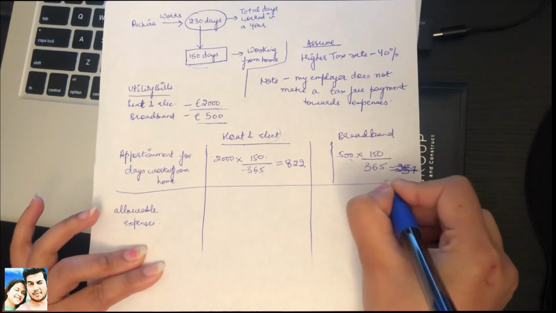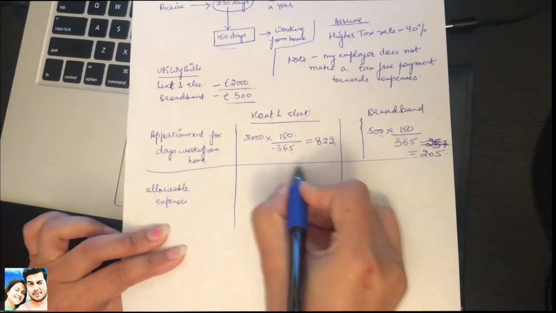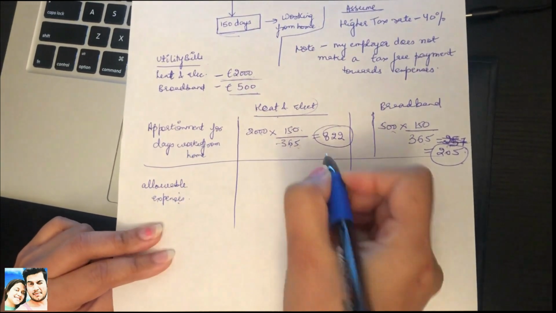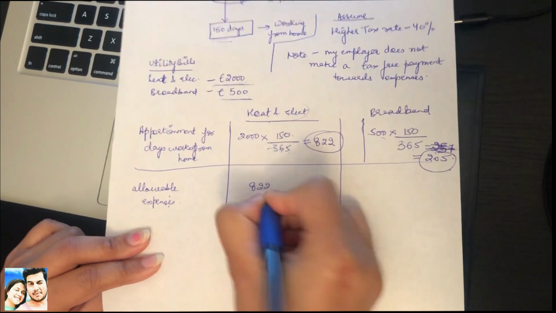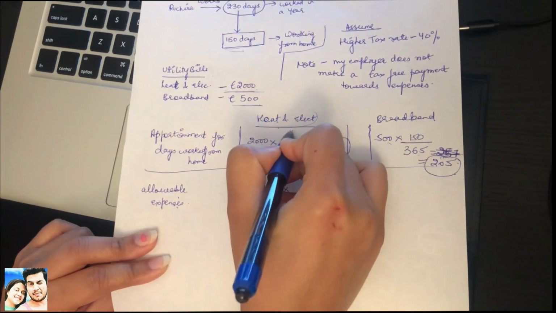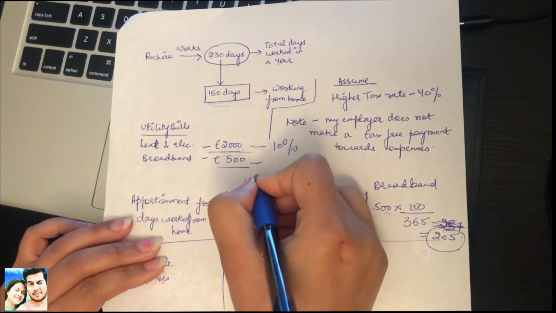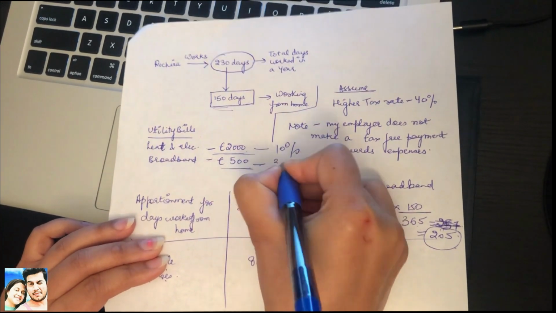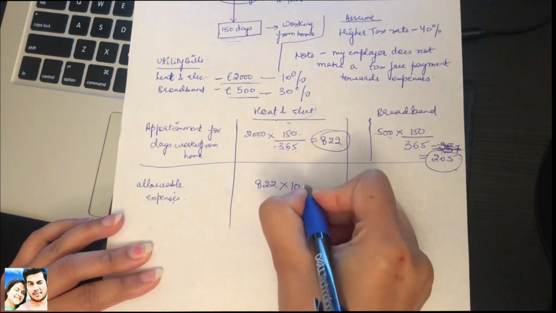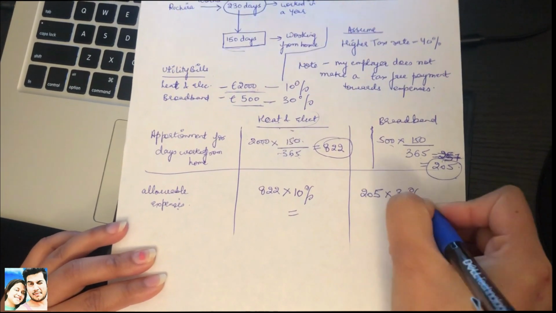Sorry, it will be 205. Sorry, that was my bad. So now on this amount, we'll calculate the allowable expenses, which would be 822, 205. On heat and electricity, it has been mentioned that the claim would be 10%, and on broadband, it has been mentioned that the claim would be 30%. So 822 into 10% and 205 into 30%.